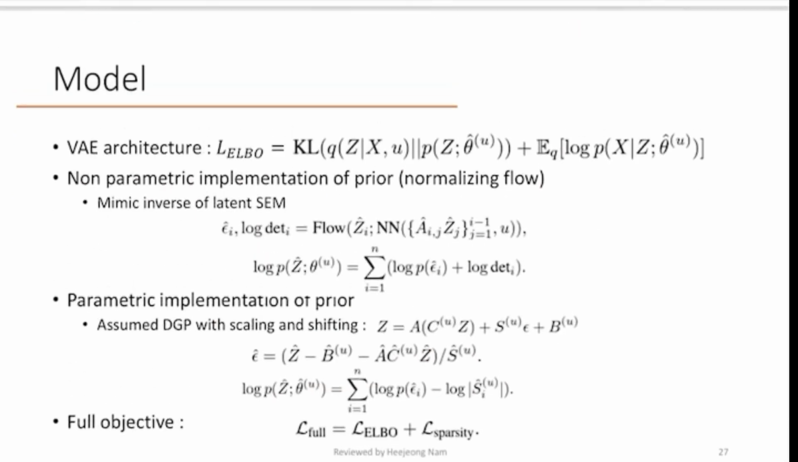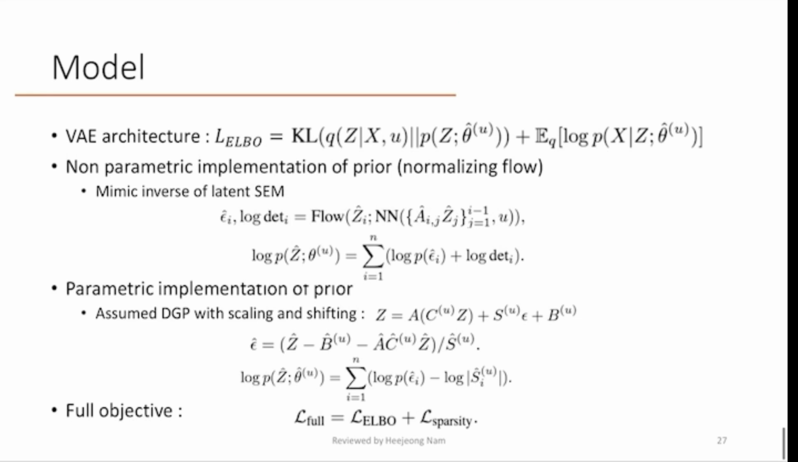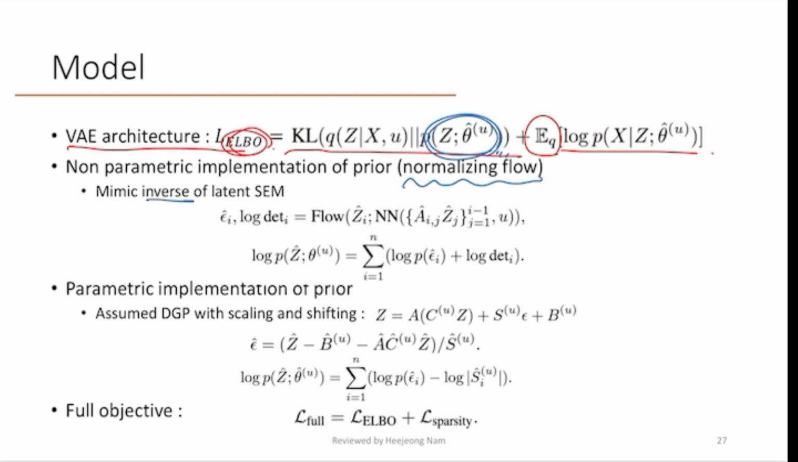Finally, we will see the model briefly. They use a VAE architecture to implement their causal representation learning model. So they leverage the ELBO loss, which is commonly used, and it consists of the KL divergence and the expectation of the log probability of X given Z and Z hat. In the KL divergence, we can see there is a prior distribution. To approximate this prior, they use a normalizing flow to mimic the inverse of the latent structural equation model. This is a commonly adopted technique in causal representation learning.